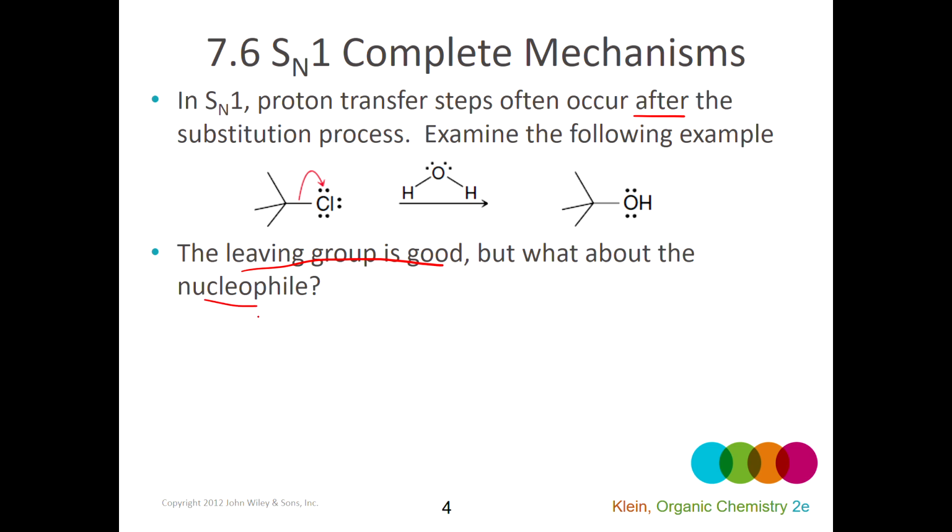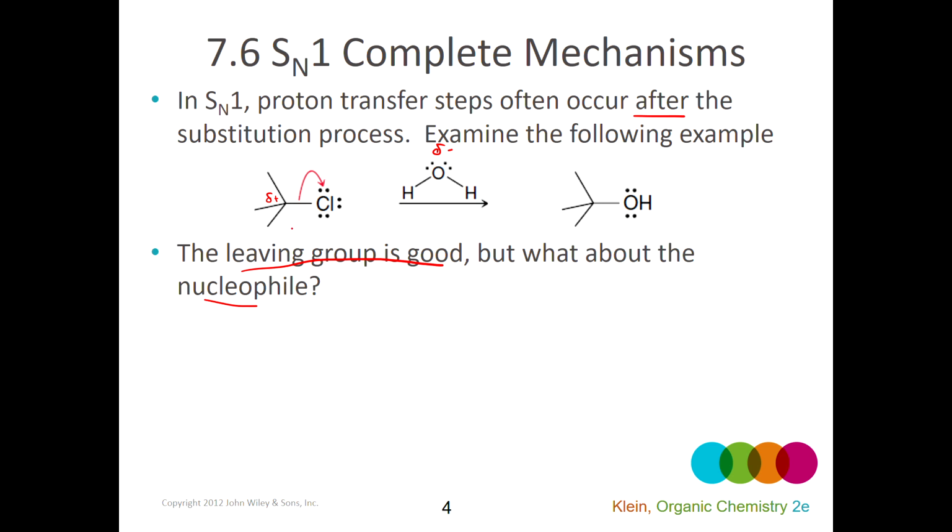But what about the nucleophile? Well, the nucleophile is not as good. Since it's neutral and it only has a partial negative, it doesn't have much attraction to the partial positive on this carbon. So I definitely already know for sure that the water is not going to come in SN2 because it's too crowded at a tertiary center. So the only option for this reaction is for the chloride to leave first.